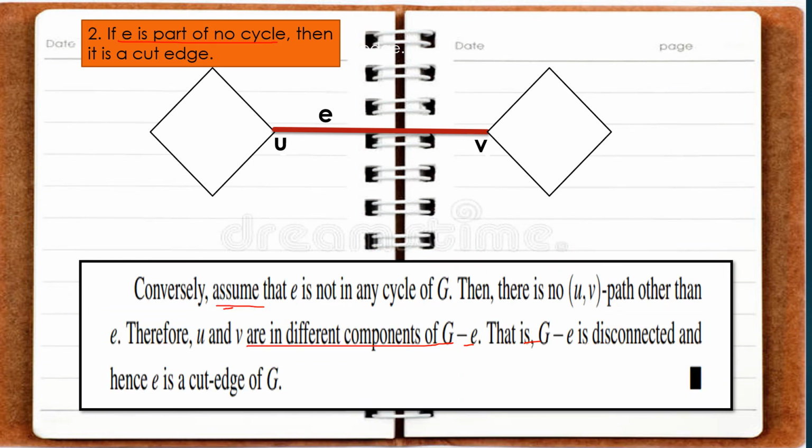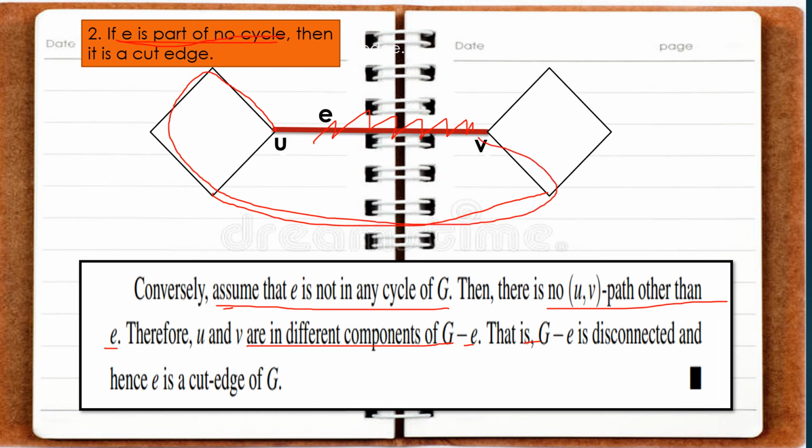So let us assume that E is not in any cycle of G. So this is our assumption. E is not part of any cycle in G. So if E is not part of any cycle in G, then there is no UV path other than E. We have shown in the first proof that if E is in any cycle, then when we remove E, still there is a path connecting U to V.